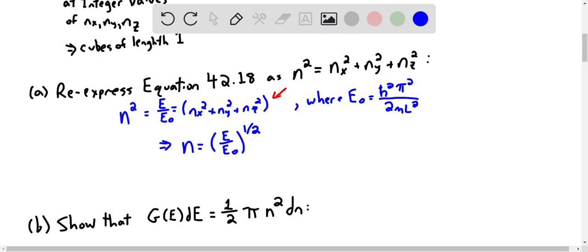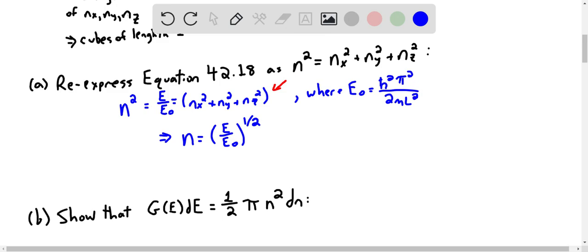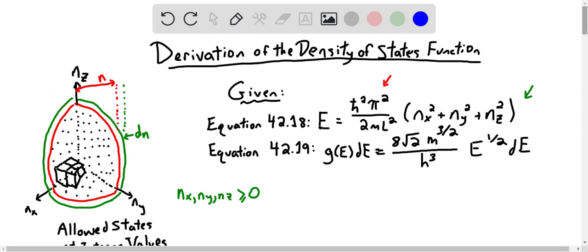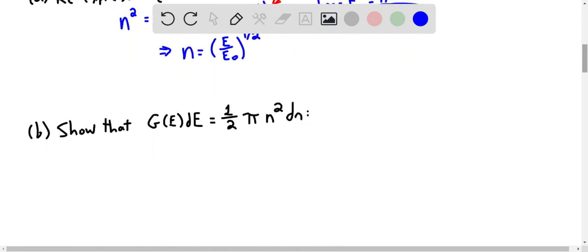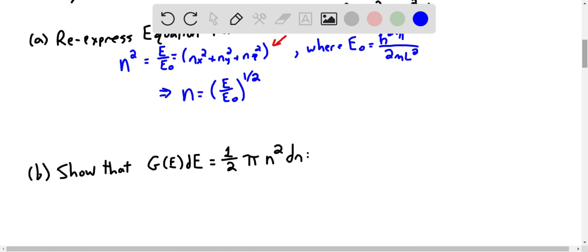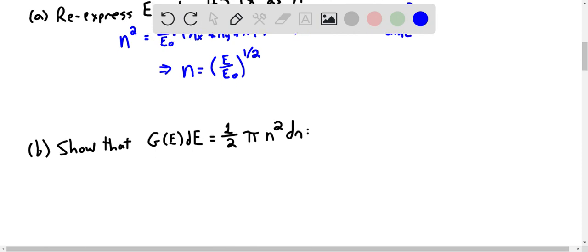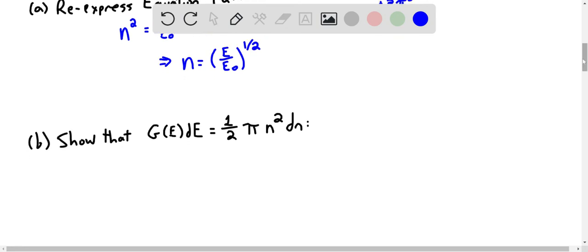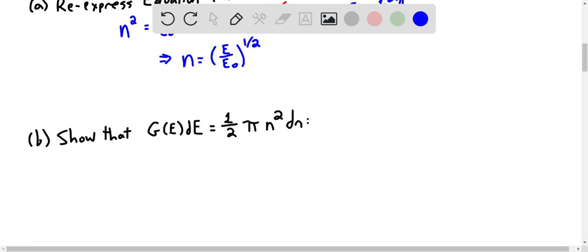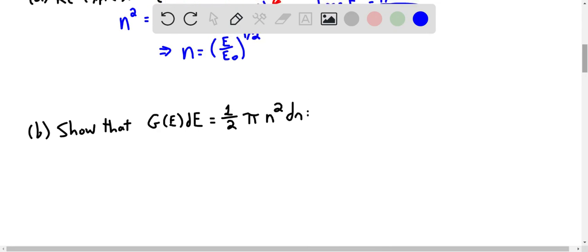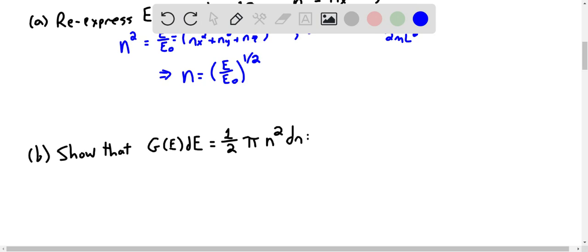You can see that's true by definition, because you're just taking this equation and dividing out the part that I have the red arrow pointing to, and it only leaves the part I have the green arrow pointing to. So then, next part, we're showing that the number of allowed states within some differential range of energy is equal to this relationship of the number of quantum numbers n within a differential range in the quantum number space. And n is related to energy like this.